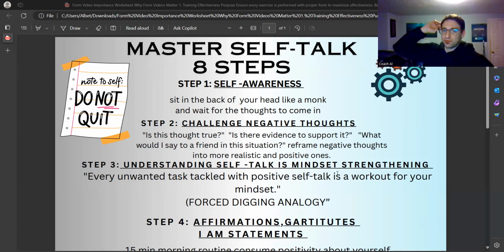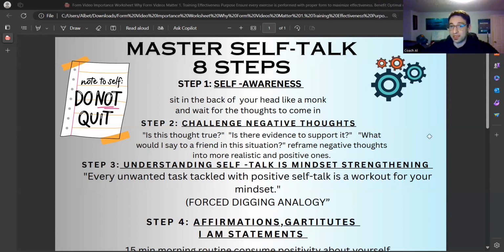Step three, guys, is understanding. This is huge. This is one that I like a lot. I don't want to rush out of step two, but I really want you guys to challenge your negative self-talk when it's happening. After you've been self-aware, now you can challenge these things, and you can start to ask questions and conduct an investigation on whether this is based in reality, or is this just me in my head going crazy?